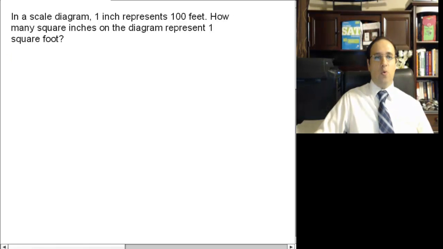In a scale diagram, 1 inch represents 100 feet. How many square inches on the diagram represent 1 square foot?